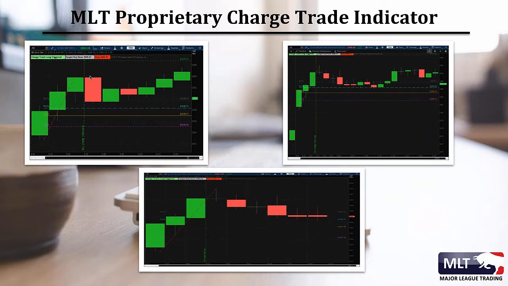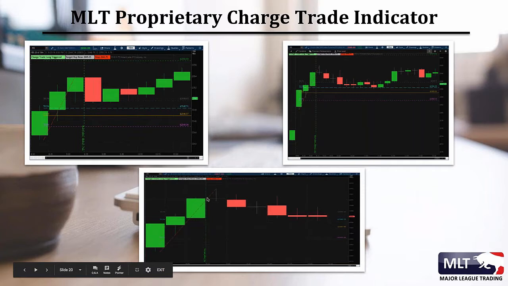So we have a 3-bar move off the open. It'll tell me MLT charge trade long. A green line will come across my screen. It gives me my target buy as well as my stop. And then I'm just waiting to pull back to buy the entry. And I have to do that manually. A little bit of work. You do have to place the order, which is good because I like to decide whether or not I want to take the trade.